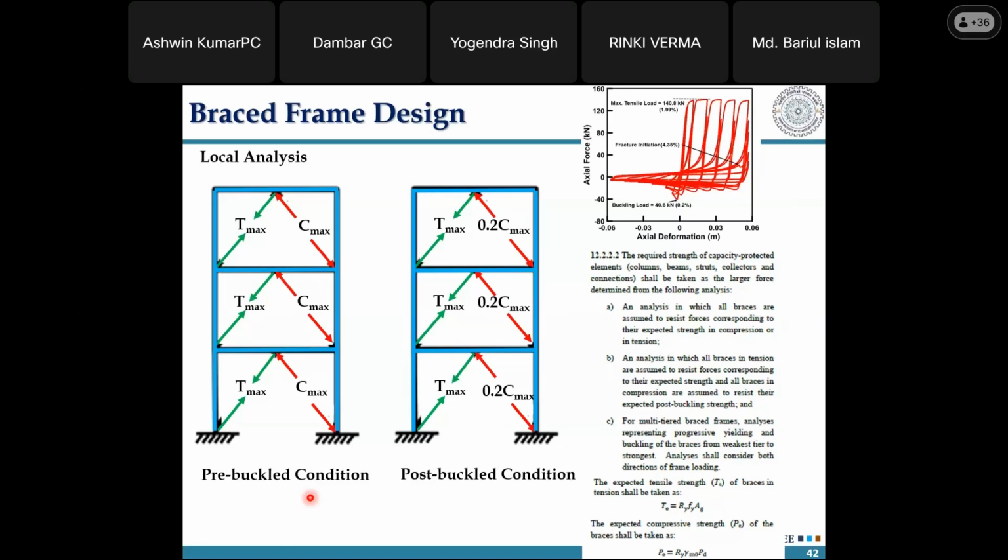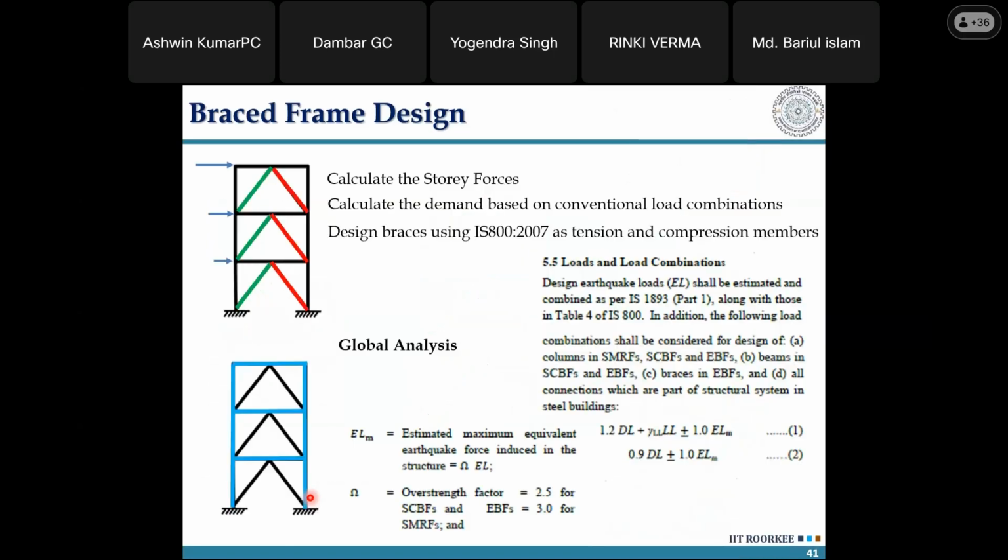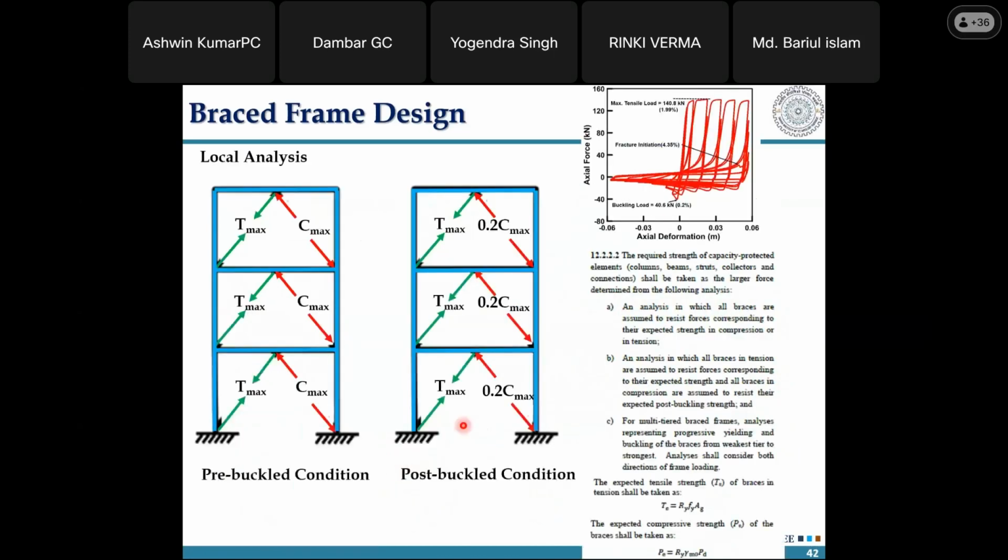So how do we make it stronger? We have the global analysis method where we are increasing the earthquake forces to a higher value. And we have the local analysis method where we have Tmax and Cmax, and Tmax and reduced Cmax. On that basis, we will remove the braces. This particular clause explains the whole thing as to how to go about designing this structure. After removing the braces, the type of analysis to be done is given in this procedure.